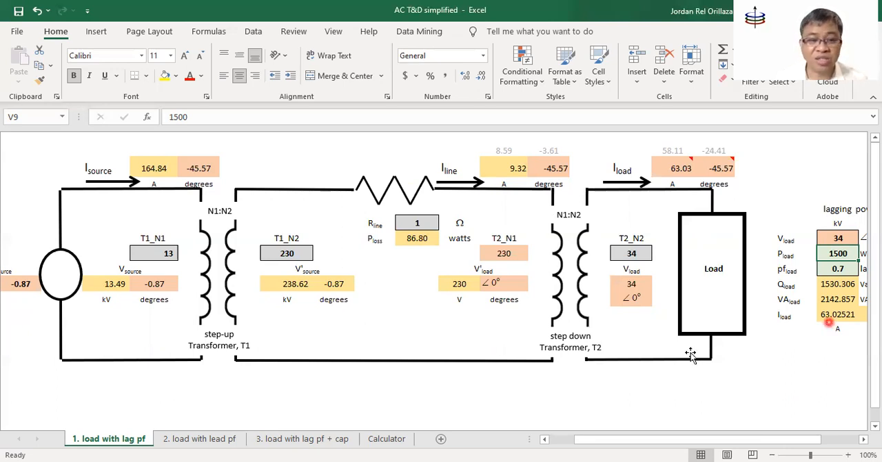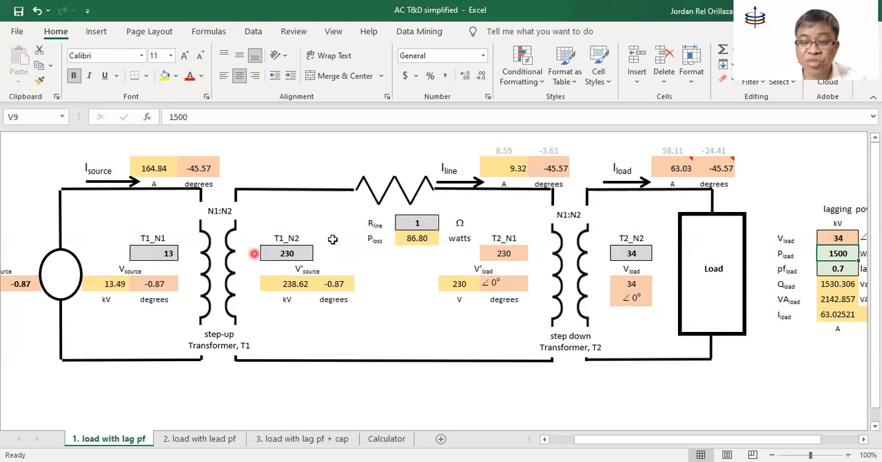So let's try this. This green and gray here show the turns ratio for the primary of T1 and the secondary of T1. We picked 13 to 230 here. The typical transformation is from 13 kV to 230 kV. The resistance of the line here, you can type values there. I typed a 1 ohm resistance. You can change that next time.